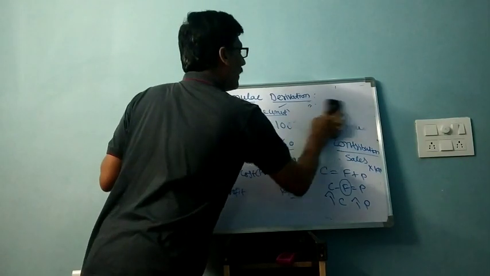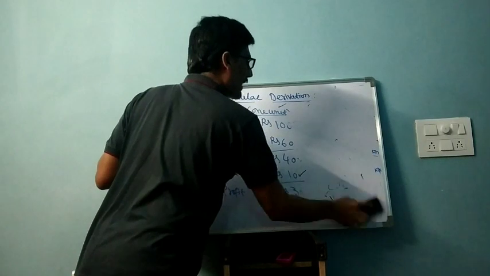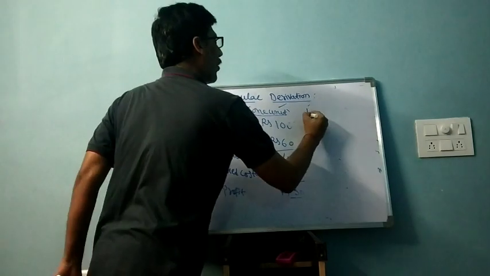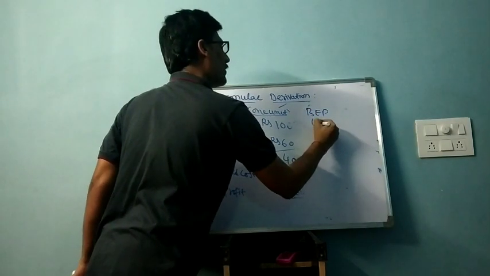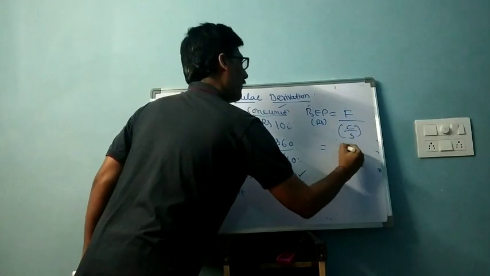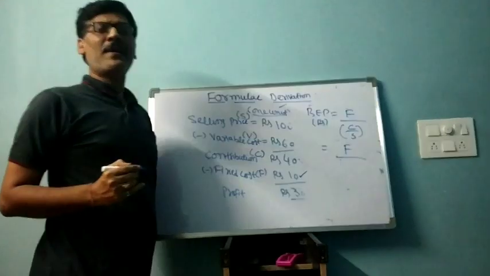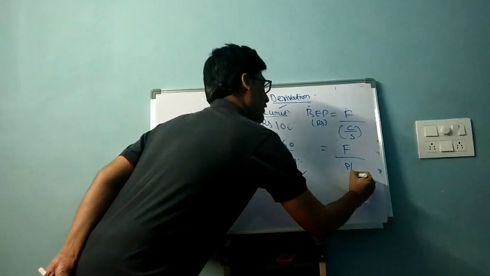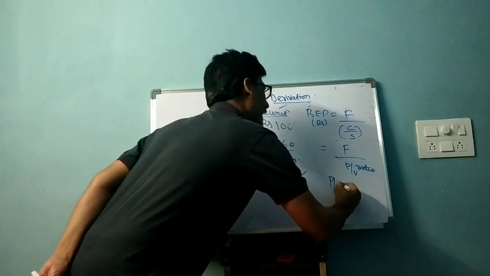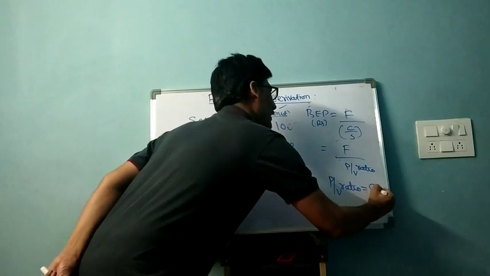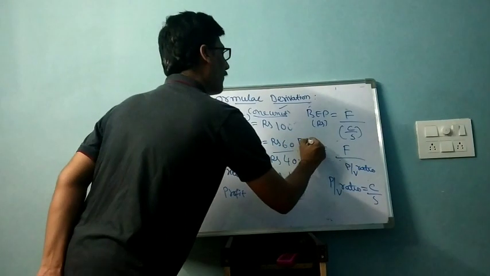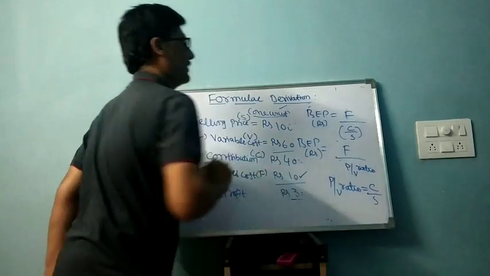But in my example, in the formula for break-even point in rupees, what is the formula we got? Break-even point in rupees, or value, is equal to F divided by C by S. Instead of contribution by sales, can I write P by V ratio? Because the formula for calculating P by V ratio is contribution by sales. So in the place of C by S, I am putting P by V ratio. So this is a formula for calculating break-even point in rupees.